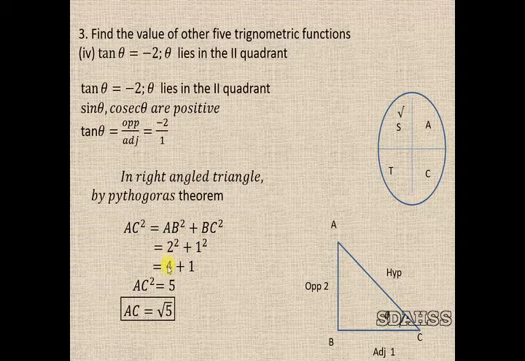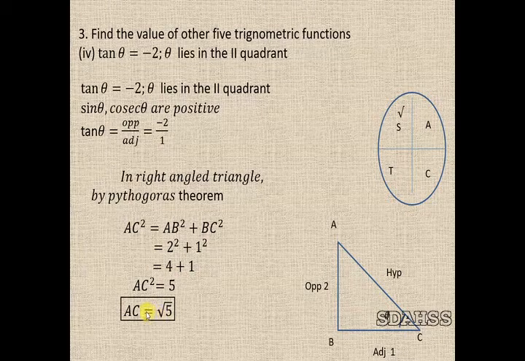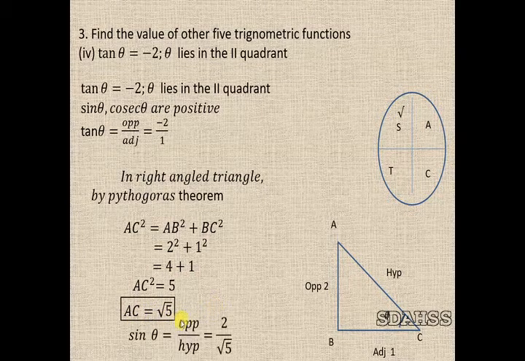So 1 square. 2 square means 4. 4 plus 1 square means 1. 4 plus 1 is 5. AC square is equal to 5. Then taking the square root on both sides, you have AC is equal to root 5. Sin theta.